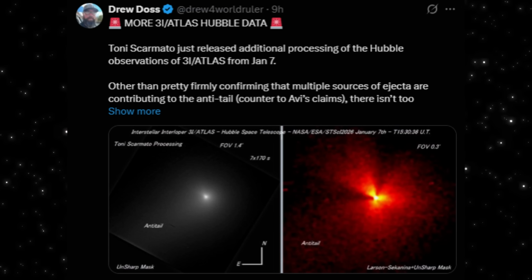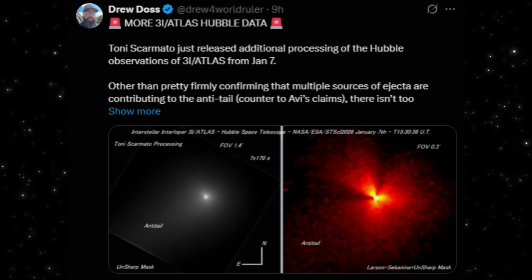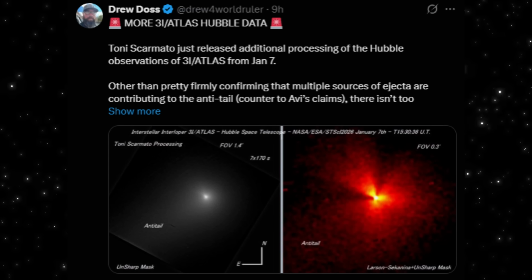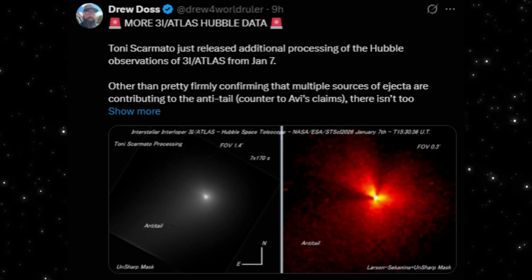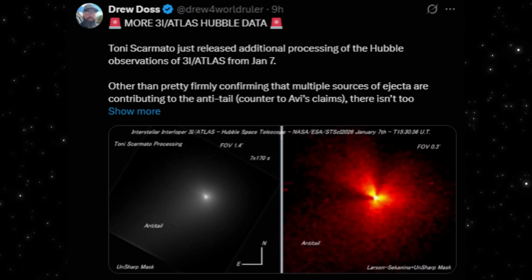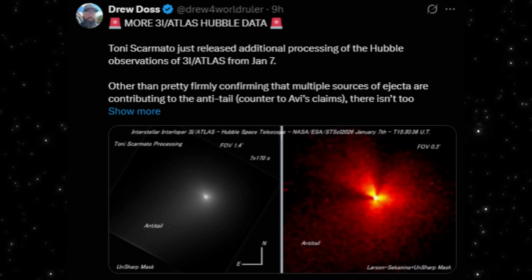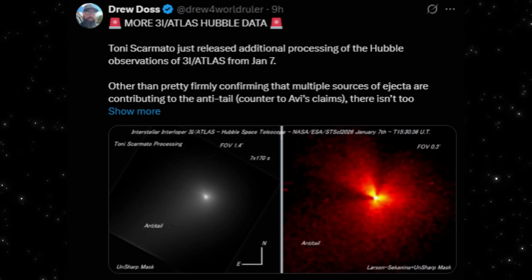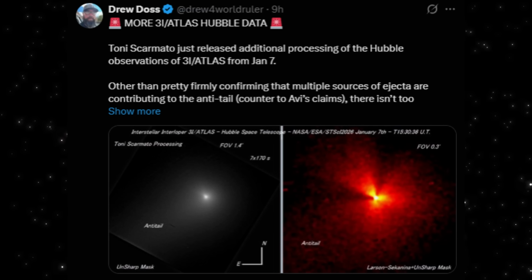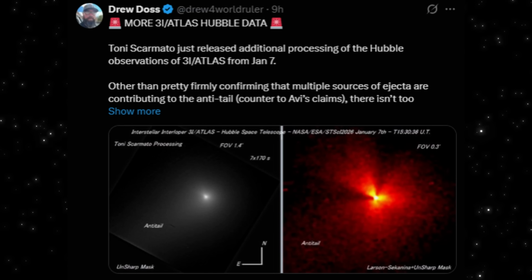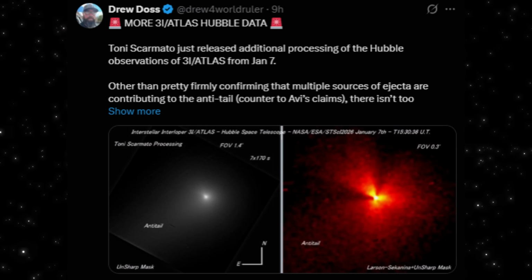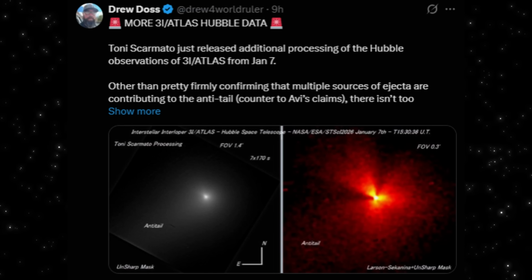Astronomer Drew Doss also shared this image and made an important clarification. He notes that this processing confirms multiple ejecta sources contributing to the antitail. That directly counters claims that try to explain everything with a single mechanism. At the same time, he is careful. He points out that while this strengthens the interpretation, it does not dramatically change what we already knew from earlier images. And that is exactly the right way to read this.